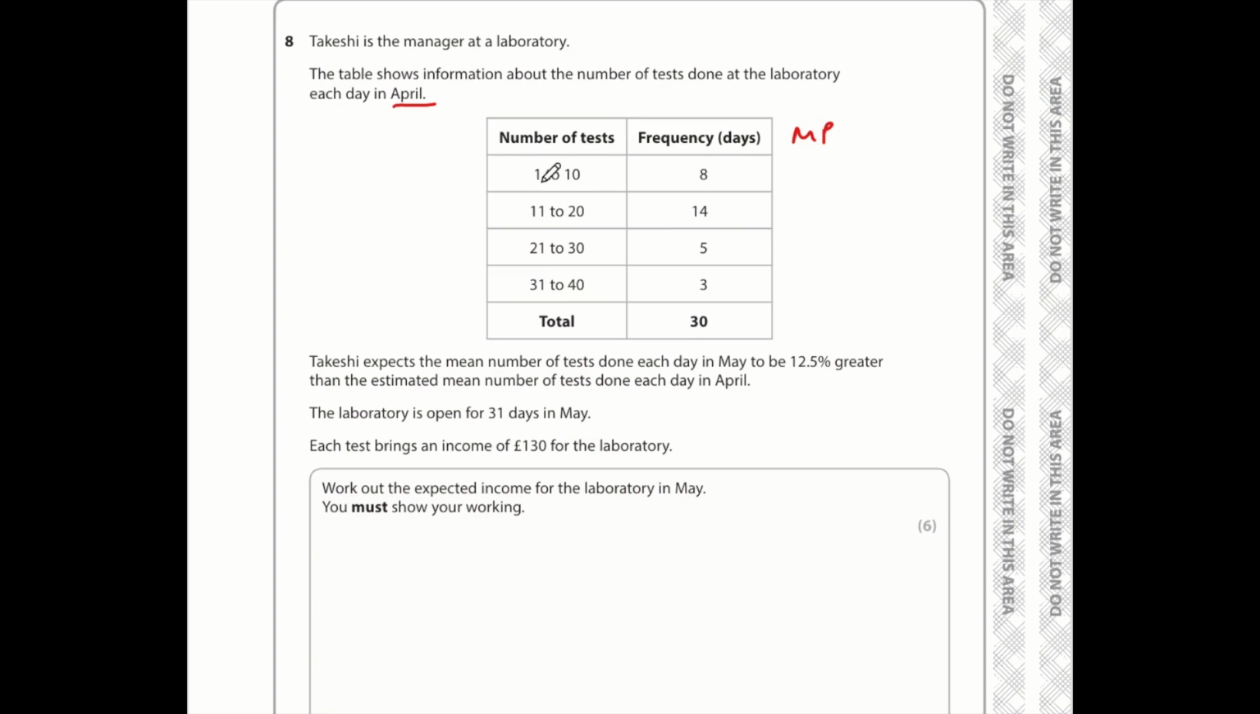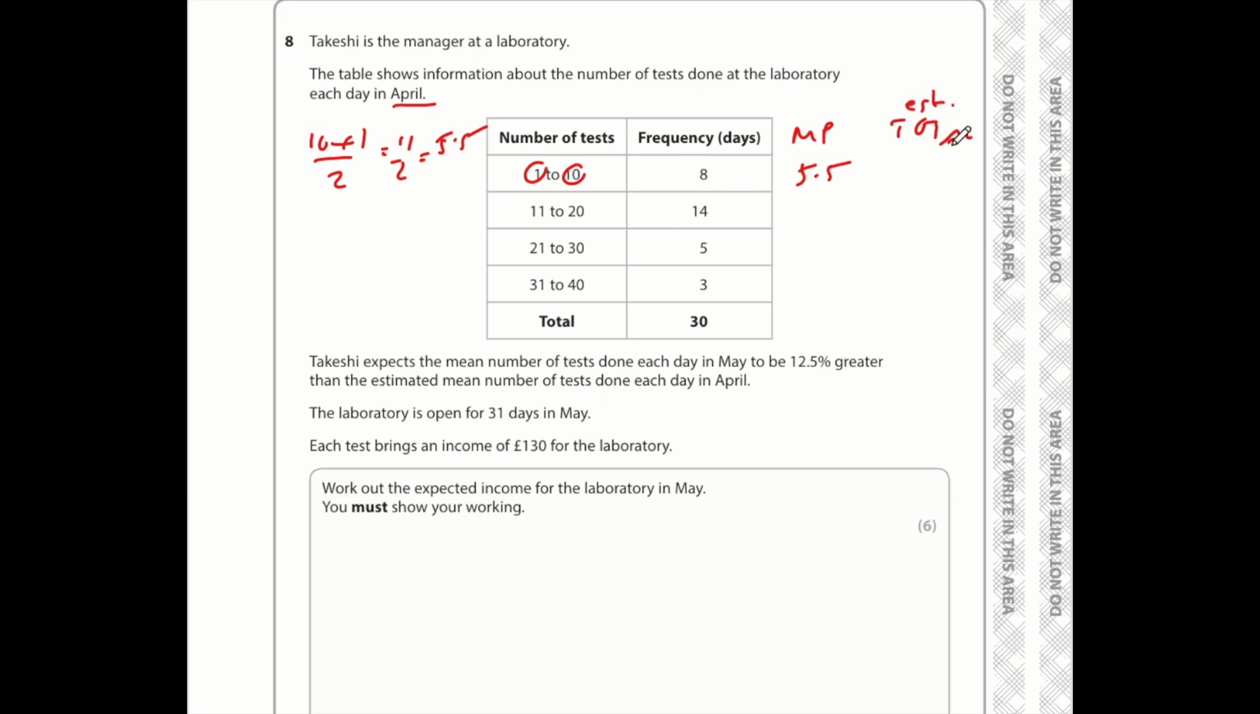Now you'd be mistaken for thinking that the midpoint of 1 to 10 is 5. The midpoint of 0 to 10 is 5. The midpoint of 1 to 10 is 5.5. So to work out the midpoint, what you could do is add these two values together, so 10 plus 1, and divide that by 2. 10 plus 1 is 11, and 11 over 2 is 5.5. So we are assuming that 5.5 tests were conducted on these 8 days, so therefore over those 8 days, what is the estimated total?